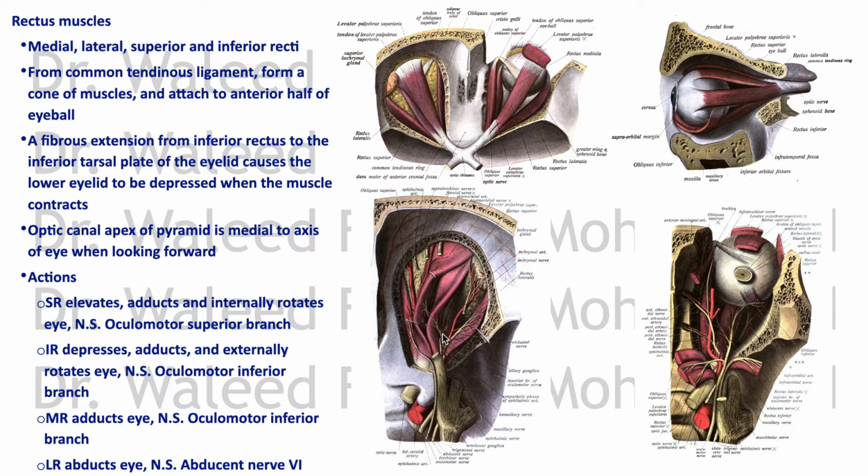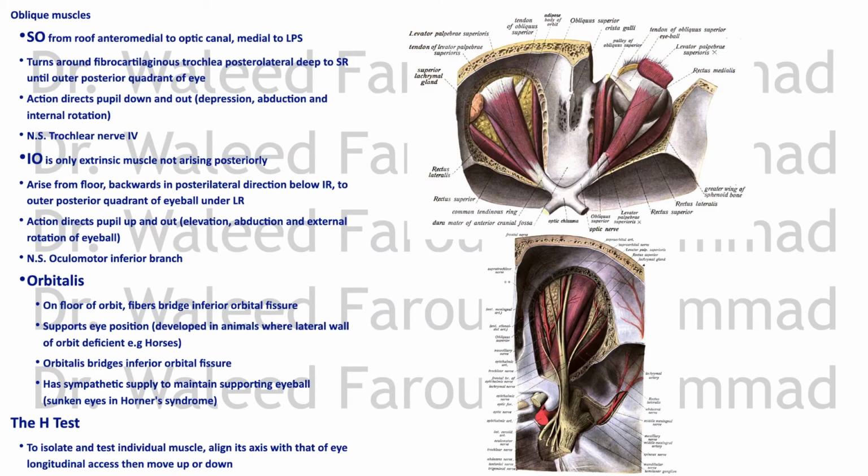And see the superior division of the oculomotor supplying the levator palpebrae superioris as well as the superior rectus, and the inferior branch is supplying the rest. This is not the inferior branch. This is the nasociliary nerve branch of the ophthalmic we'll be talking about. Okay, so this is about the action of the recti. What else do we have?